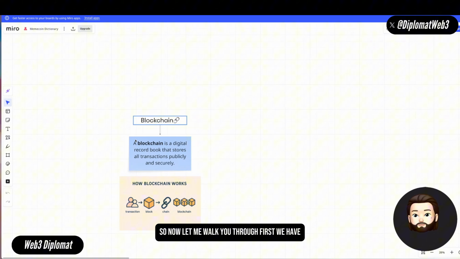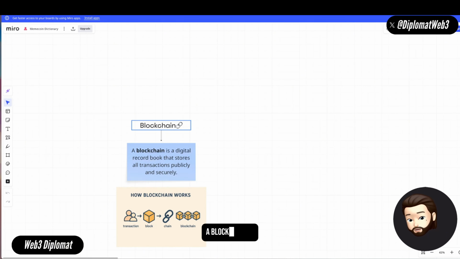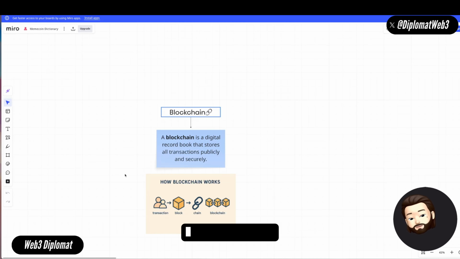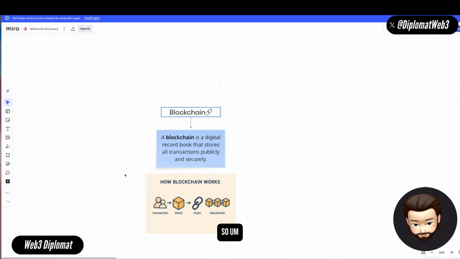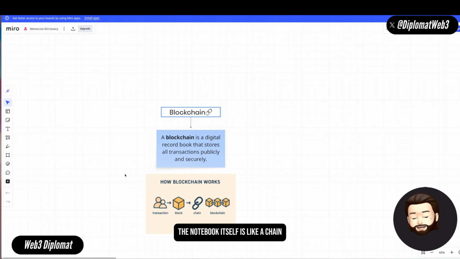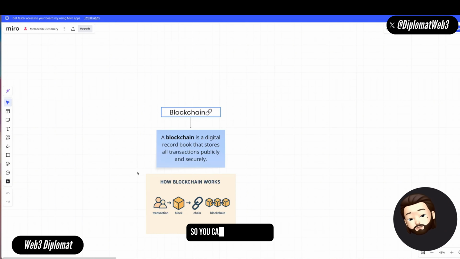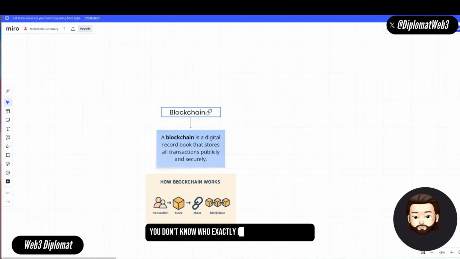First, we have a blockchain. So a blockchain is basically like a digital notebook that everyone can see online, but no one can secretly change. So the notebook itself is like a chain, and each page in the notebook is like a block, and every line or every record is a transaction. So you can see everything that is happening within crypto online, but it's somewhat anonymous. You don't know who exactly is the owner of wallets and everything, but you can see everything that is happening.